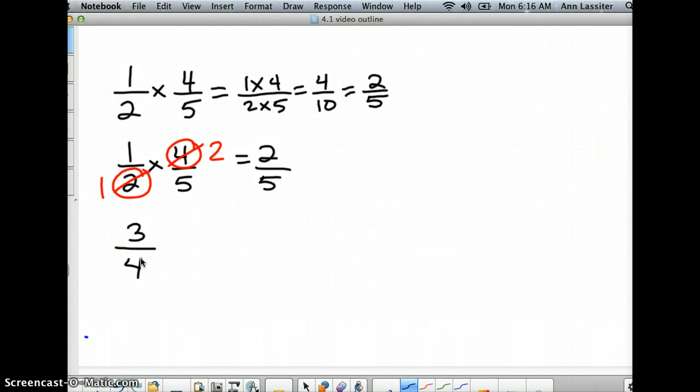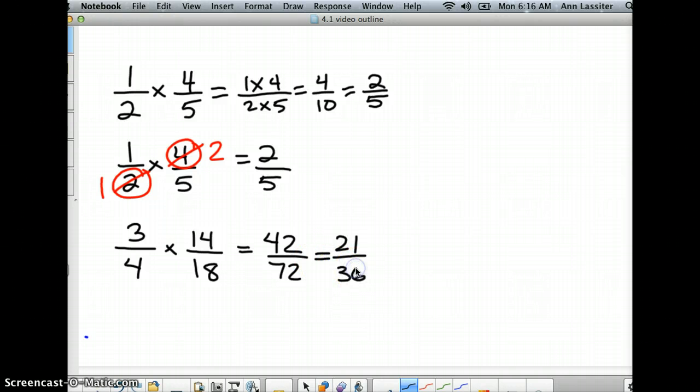3/4 times 14/18. Now, I could multiply straight across, and I would get 3 times 14 is 42, 4 times 18 is 72. And then I could reduce. I could divide both by 2. I get 21 over 36. And then I can note those are both divisible by 3. I divide both by 3 and I get 7/12. That's very much a final answer because there's no common factors.